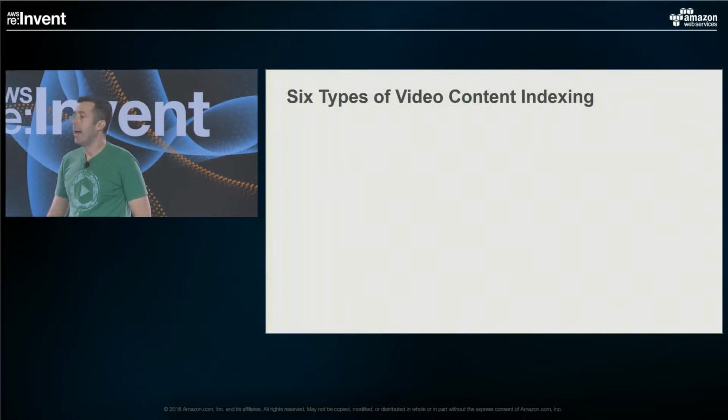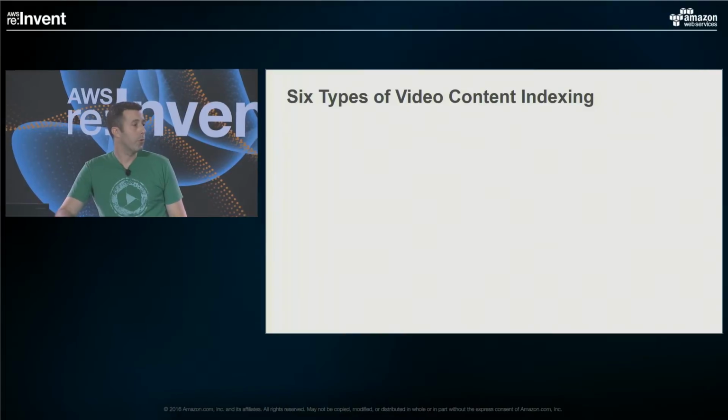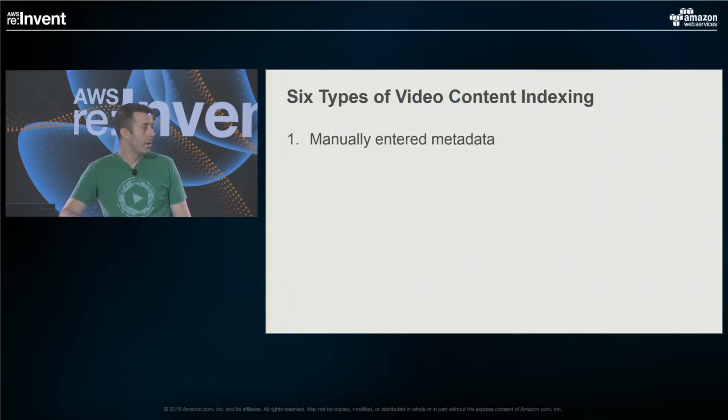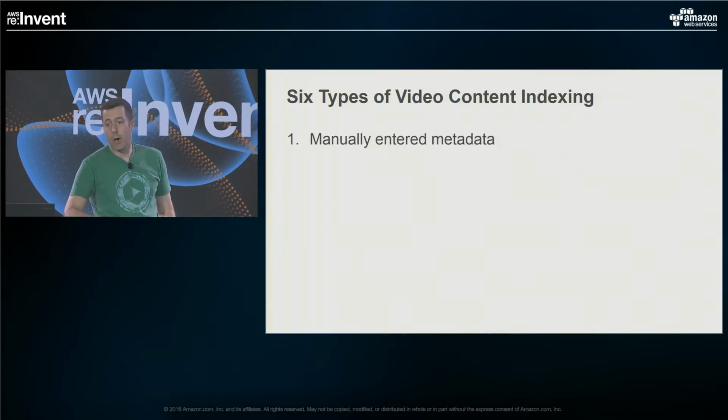So the way that we did that is we took a 6-point approach. There are 6 types of content that we index within every video that's uploaded. The first is what we were already talking about. We obviously have to index the manually entered metadata, the title, the description, and the tags.